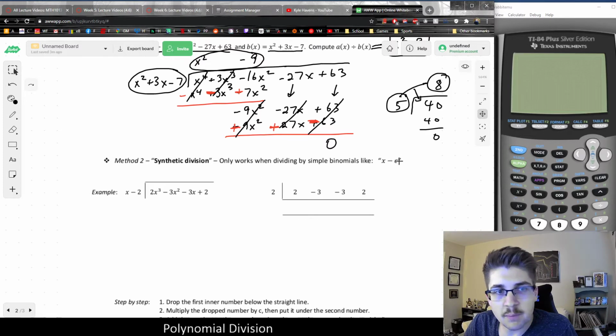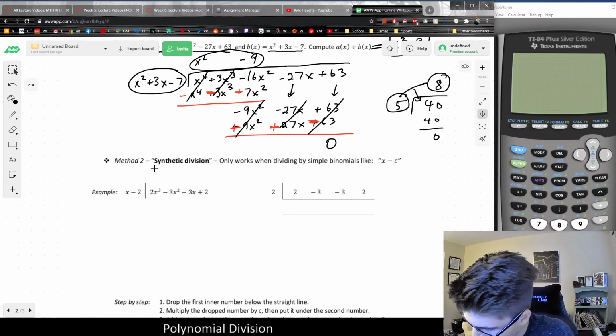Basically, you're going to put the value of c out here, which is always the opposite sign to the constant term within your divisor. So since I had x minus 2, I put a plus 2 here. If you're wondering why I change the sign there, that's what I want to talk about: why do we do this setup and how does this work? But before we get into how synthetic division works, let's run through this division problem the old-fashioned way, using long division.